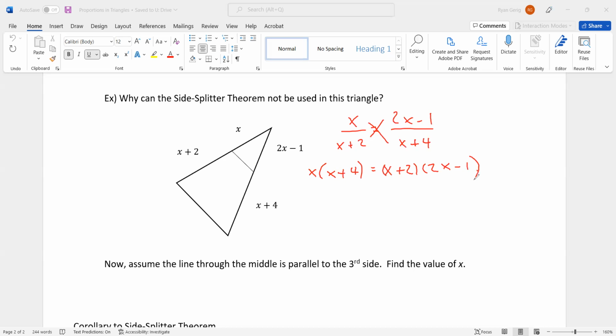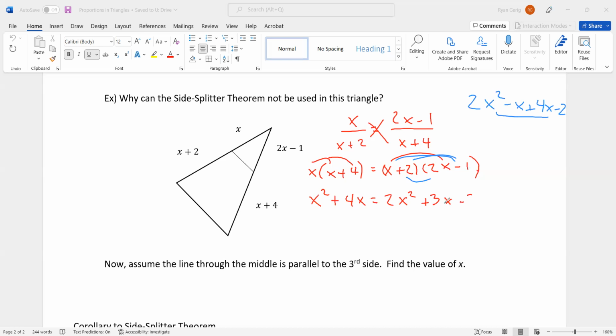All right, so I've got to distribute the x. This side's not too bad. That's x squared plus 4x. But I've got a FOIL over here. X times 2x, I'm going to switch colors here and do it over here. So that's 2x squared. X times negative 1 is negative x plus 4x. And then the last ones will be 2 times negative 1, which is negative 2. Combine my middle terms, I get 2x squared. Negative x plus 4x is 3x.